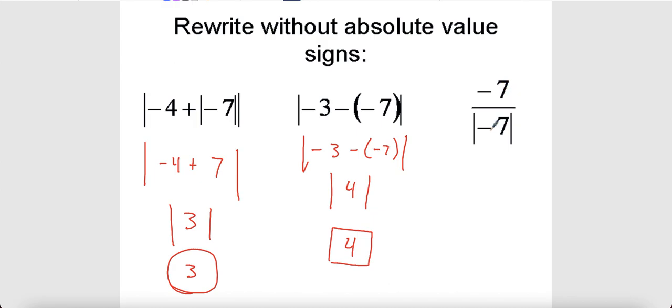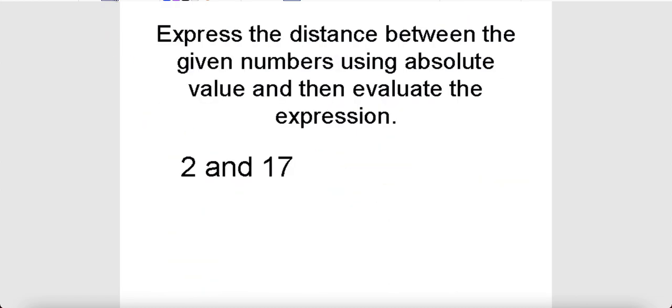Okay, negative 7 divided by the absolute value of negative 7 would be negative 7 divided by positive 7, which is the absolute value of negative 7. Divide those, negative 1. Again, we're just treating absolute value like any other operator, kind of treating it like parentheses in a sense.